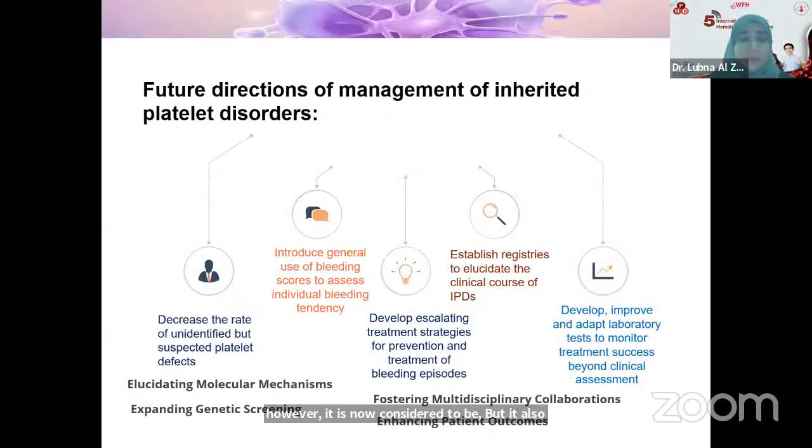So the future direction of management of inherited platelet disorder will focus on decreasing the rate of unidentified but suspected platelet defects by elucidating molecular mechanisms and expanding genetic screening, and we'll have introduction to the general use of bleeding score or the bleeding assessment score to assess individual bleeding tendency.